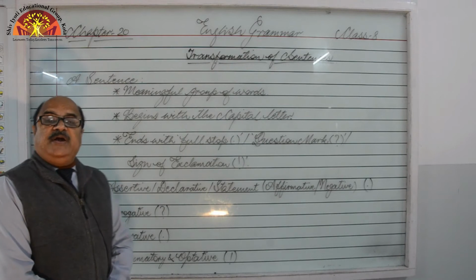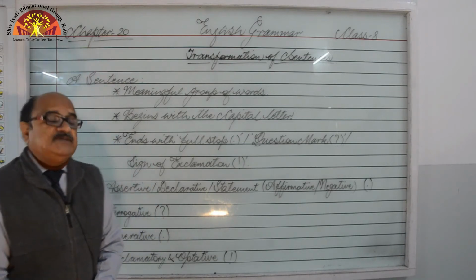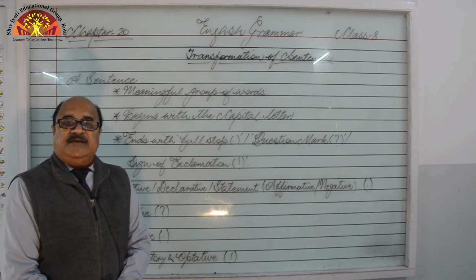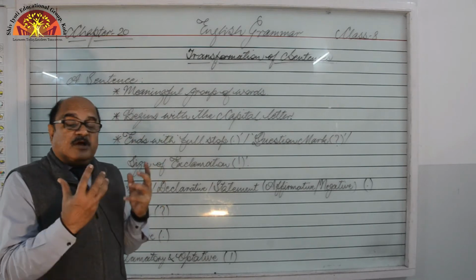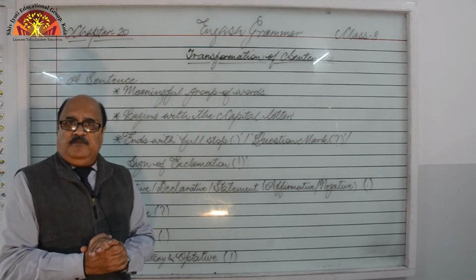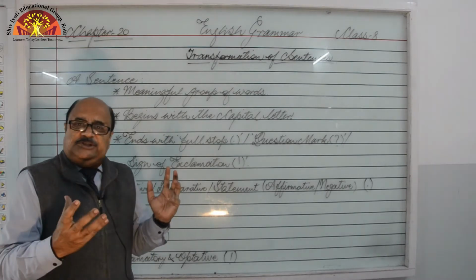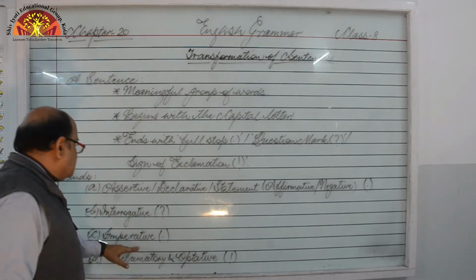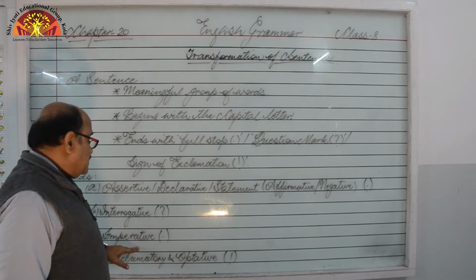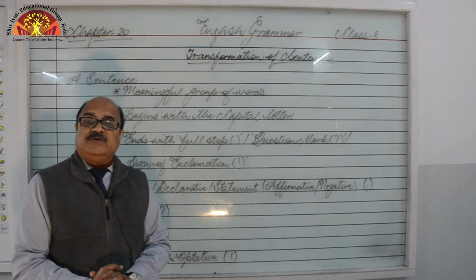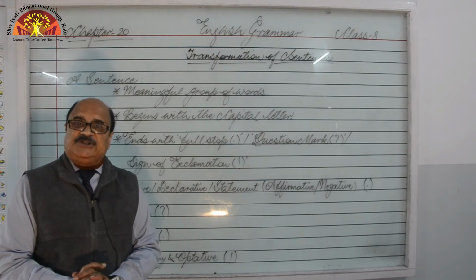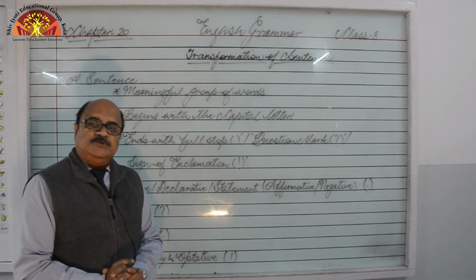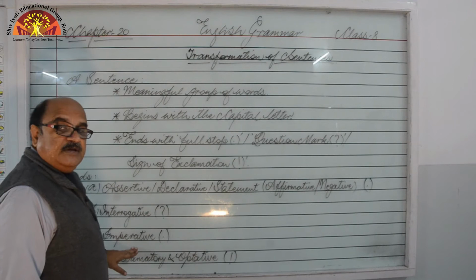Third one is the imperative sentence. What is an imperative sentence? An imperative sentence is the sentence in which we give command, we give order, we give request, suggestion, advice. Right? So whatever sentence carries the meaning of order, request, advice, suggestion, proposal, instruction, prohibition, they are known as imperative sentences.